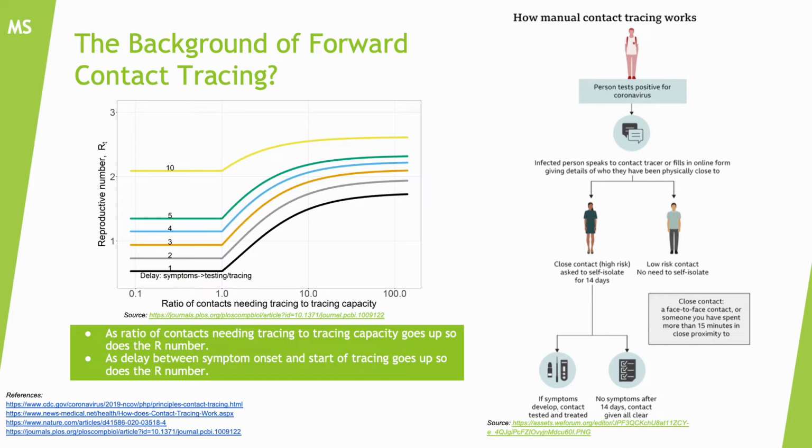However, the process of forward contact tracing is not without its inefficiencies. As we can see from the graph, as the ratio of contacts needing tracing to tracing capacity increases, so does the R number.